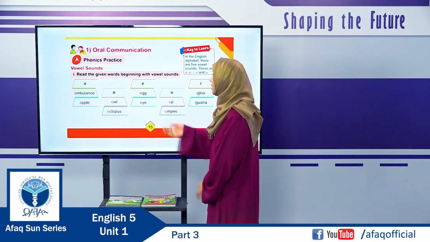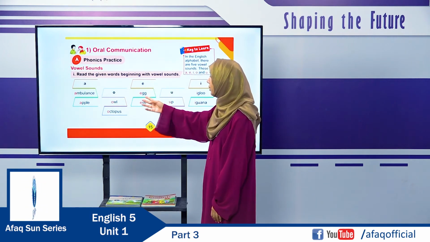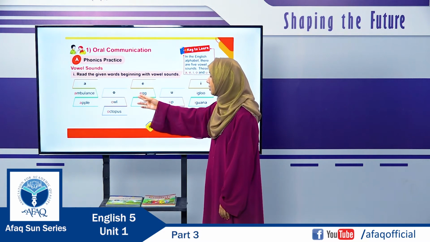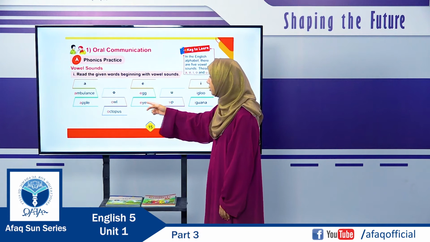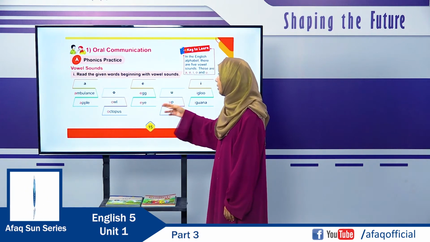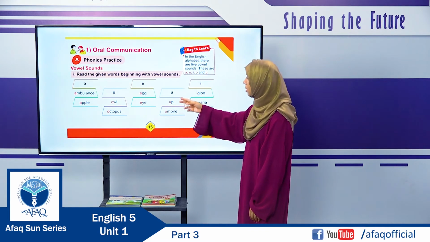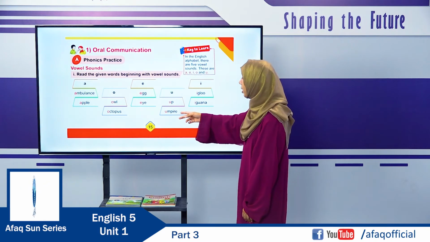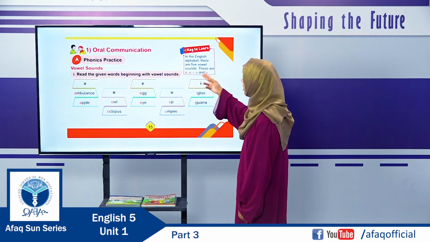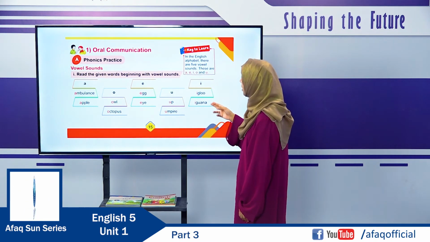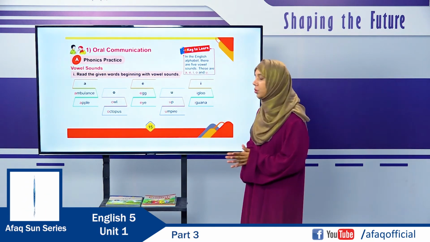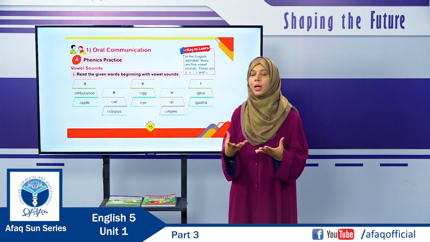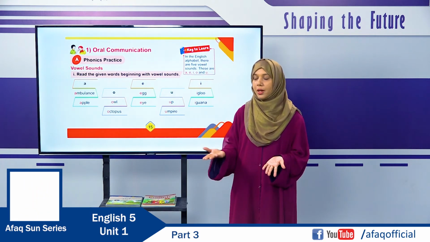Then we have the letter E, and the words that start with E are egg and elephant. Then we have U: up and umpire. Then the letter I: igloo and iguana. Alright, so these are the different words that start with vowel letters and also with vowel sounds.